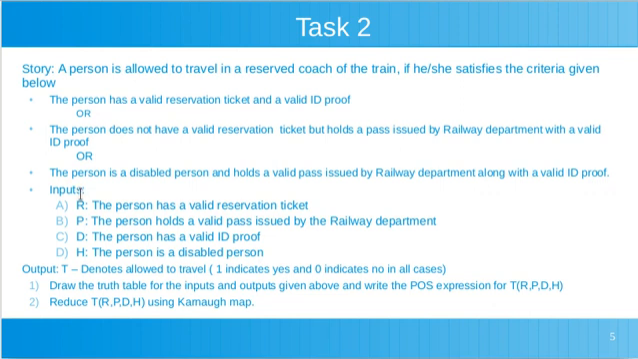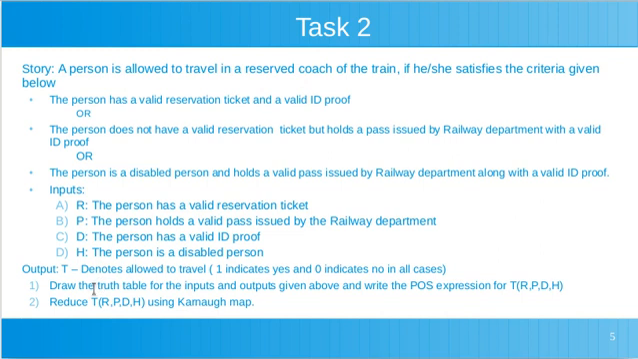So here there are 4 inputs: R, P, D, H. R means the person has a valid reservation ticket. P means the person holds a valid pass issued by the railway department. D means the person has a valid ID proof, and H means the person is a disabled person. With these inputs you have to make the truth table first, then find the propositional expression. The output will be T, which denotes allowed to travel. So this is the story to allow a person in the reserved coach.